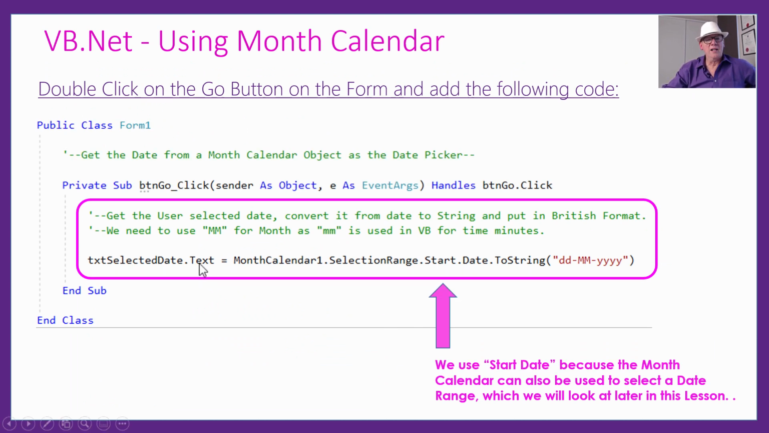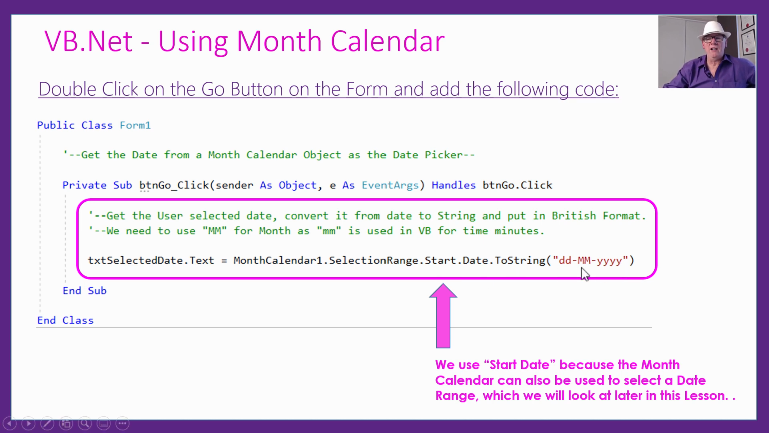In that txtSelectedDate text box that we've put on the form, we just want to get off that MonthCalendar1 what date they clicked on. Now how you do that is it has to be .SelectionRange.Start.Date. Now it has a .Start date in there because you can also do a range, which will have a start date and an end date. We'll look at that later on in the lesson. So that's why that's set up that way.